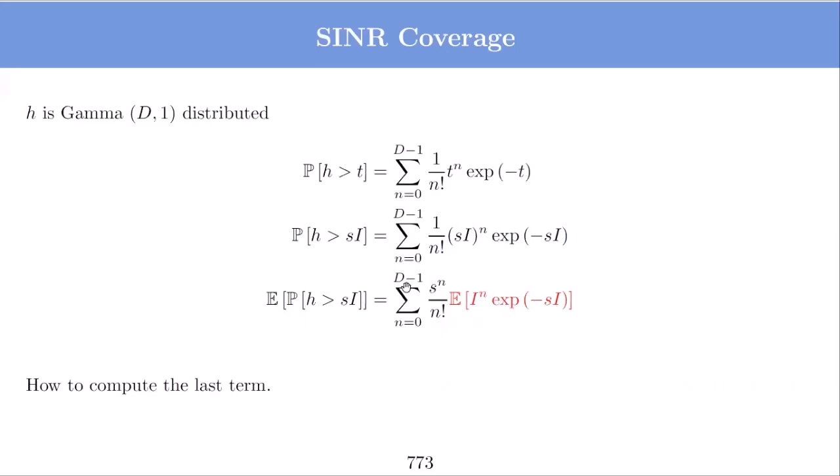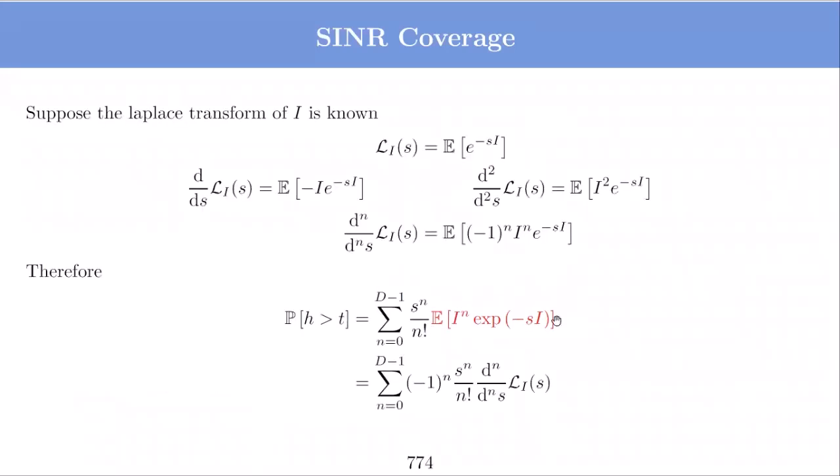When this was an exponential random variable, which means gamma with d equal to 1, so gamma 1 comma 1 is the same as the exponential distribution, then you will not have the I to the n term, you will only have exponential of minus sI. So the expectation will be the Laplace transform, which we computed. But here, this is not just the Laplace transform. You have to compute the expectation of I to the n into exponential of minus sI. How do we compute that?